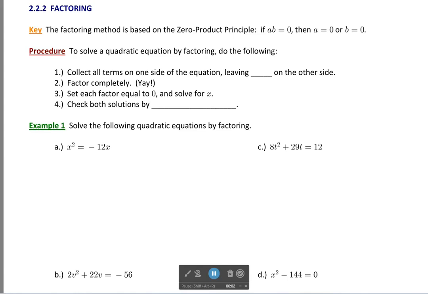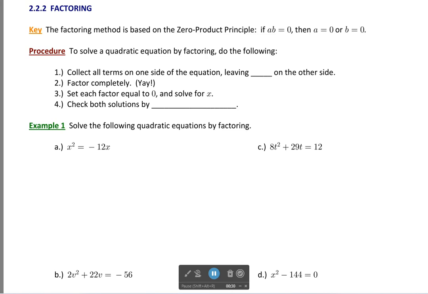The first method for solving a quadratic or degree 2 equation is factoring. The factoring method is based on the zero product principle, which states that if A times B equals 0, then A equals 0 or B equals 0. That is, if I multiply two numbers together to get 0, it must be true that one of those numbers is equal to 0. Applying this principle to solving quadratic equations, do the following.